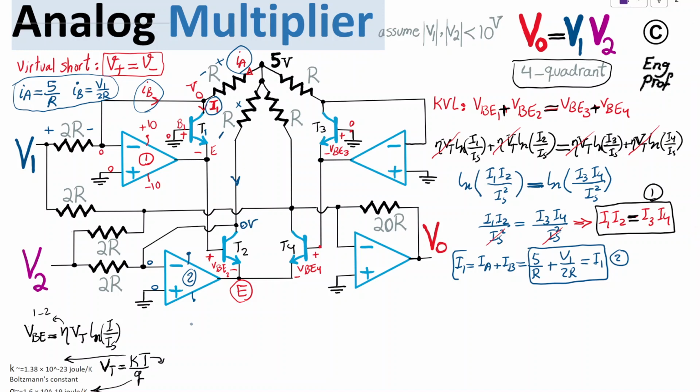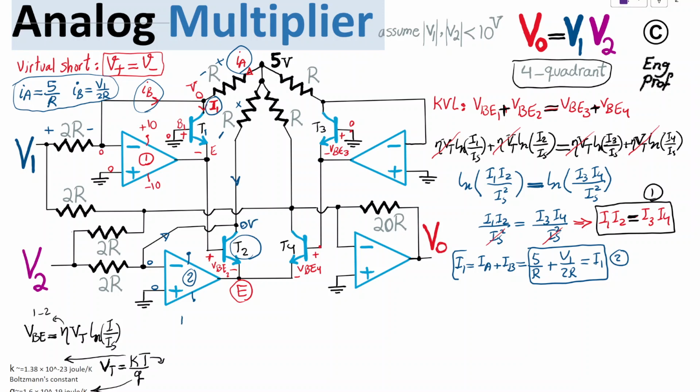So what I can say is that the current of transistor T2 is the sum of this current and this current. These two currents add up and become the current of transistor T2. Okay, so let's write them.